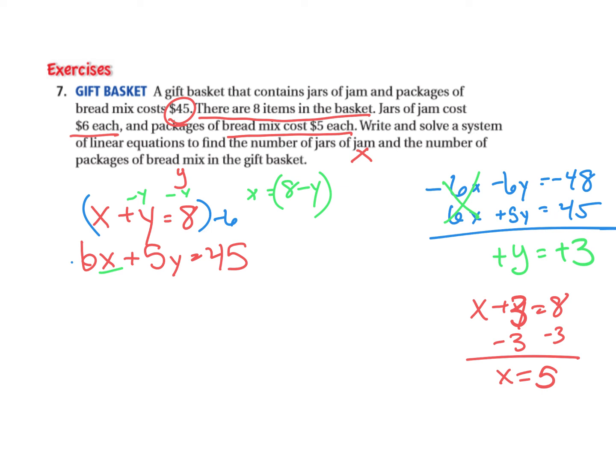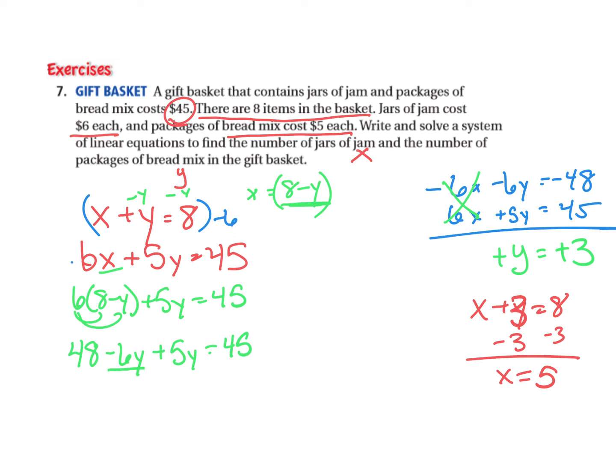So let's do the substitution over here. 6, and I'm going to put in 8 minus y, plus 5y equals 45. I'm going to do my distributive property. That equals 48 minus 6y plus 5y equals 45. Put my y's together. That's going to give me a negative y plus 48 equals 45. Subtract 48, and you can probably tell already, negative y equals a negative 3. Change of both, I got the same thing as I got over there. So you could plug it in and get your x equals 5.